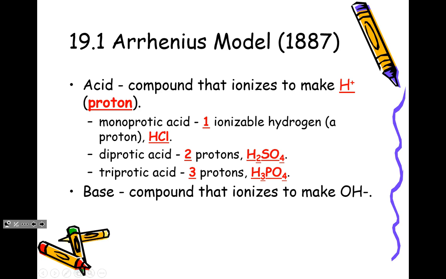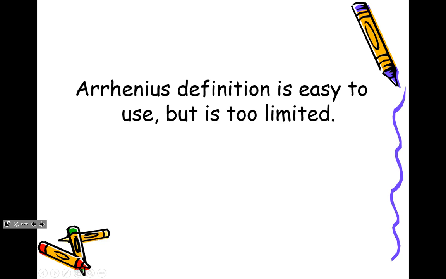Now on our base side, Arrhenius said that compounds that ionize to make OH minus are bases. So metal hydroxide, sodium hydroxide, potassium hydroxide, calcium hydroxide, magnesium hydroxide, all of those things are basic in water because they have ionizable hydroxide. Now technically we could use mono and di to talk about how many hydroxides there are, but that's really something we don't do in first year chem.